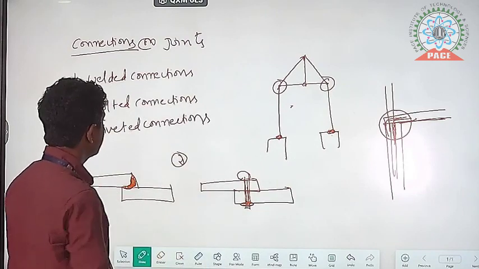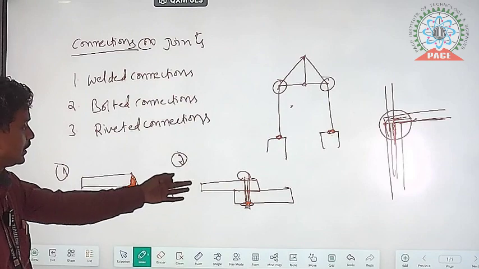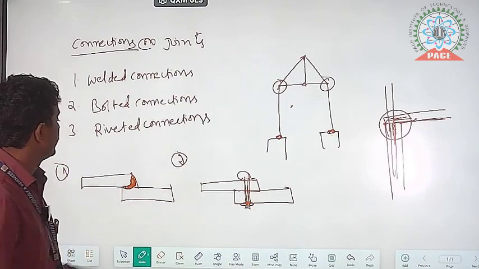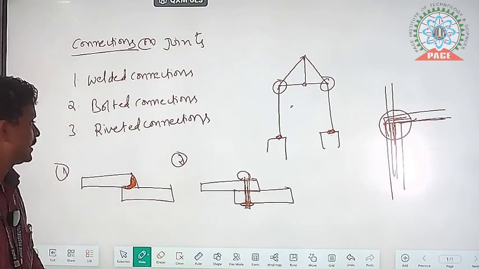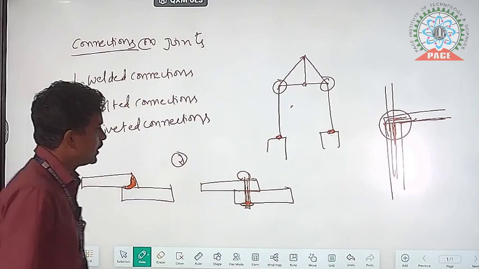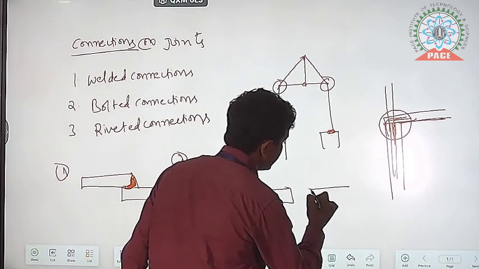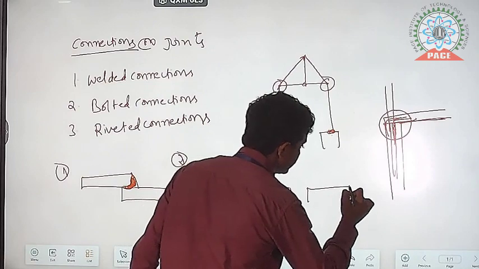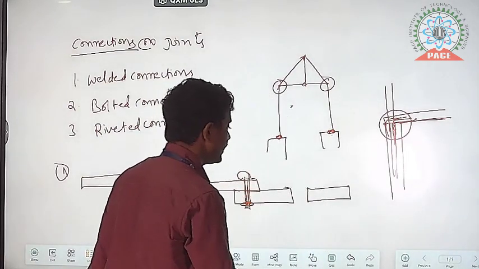Riveting means, for example, this is one plate, one element, and the second one is another element. We have to make a joint, we have to tie this joint by using riveting. How do we do it?